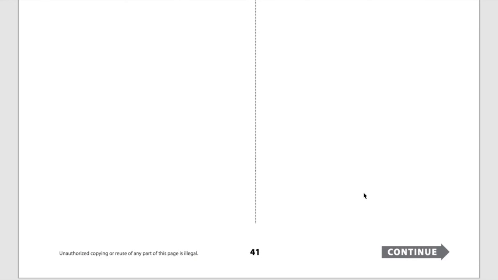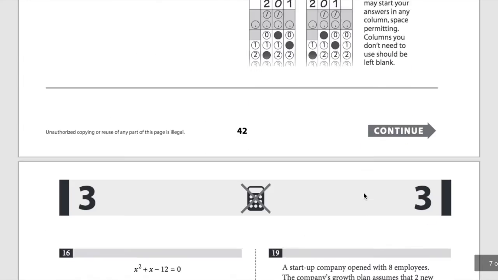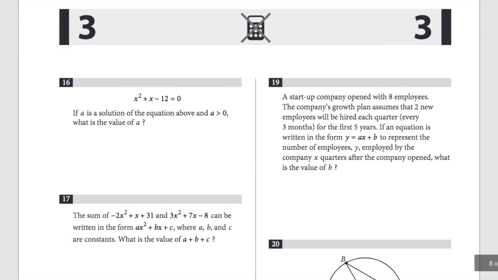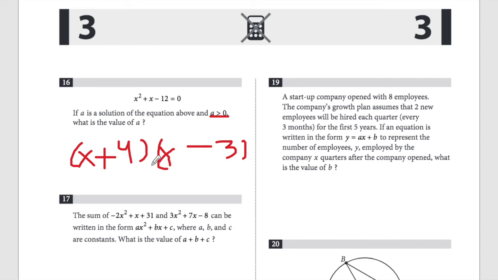Alright, now we're going to do the open-ended questions. If A is a solution of the equation above and A is greater than 0, what is A? So I'm just going to use my handy-dandy roots. So I have x, and if I want to get a 1, the only way I can do that is 4 and 3. And then I put a negative here and a positive here. It says A is greater than 0, so therefore x has to equal 3 and not negative 4. So our answer for A would be 3.